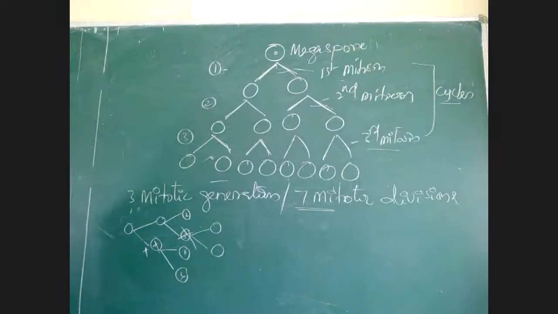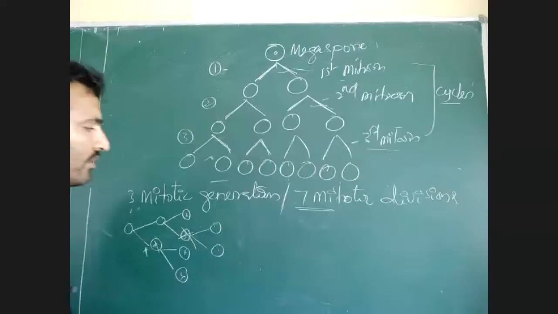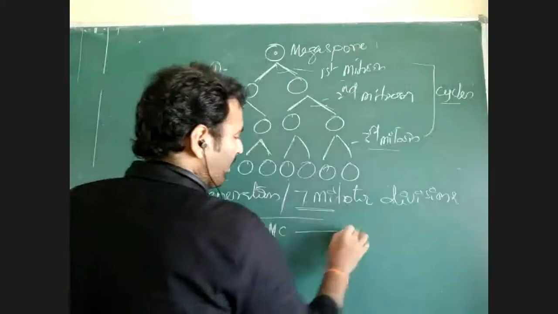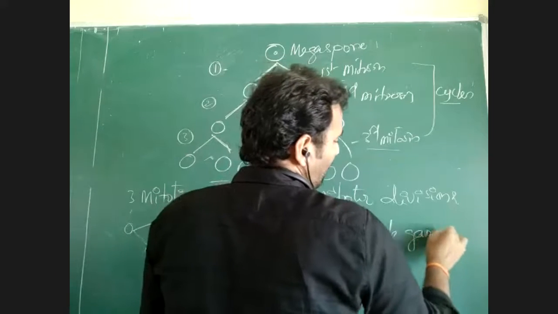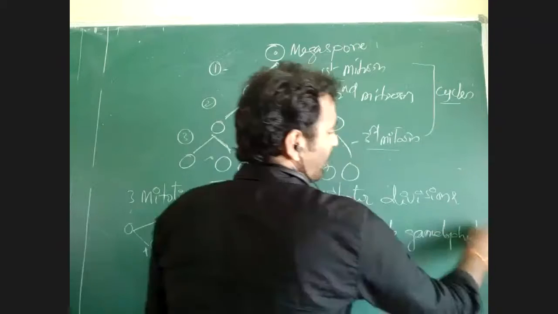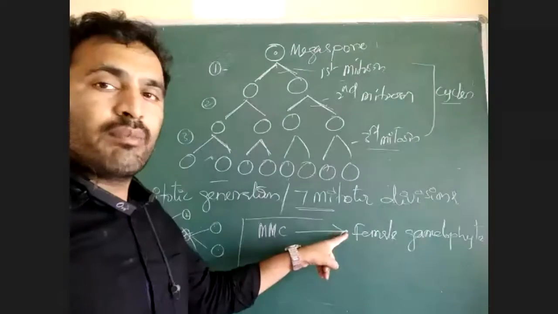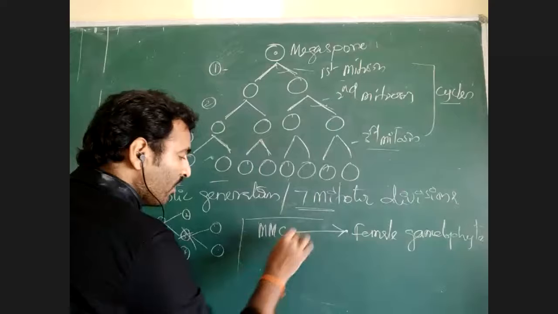Suppose 10 nucleate condition means 9 divisions are required. Like that, we can calculate the number of divisions required. At the same time, I will ask one more question. MMC is there, na? MMC is developed into female gametophyte or embryo sac. During the development of embryo sac or female gametophyte from MMC, what cell divisions are taking place is the question.